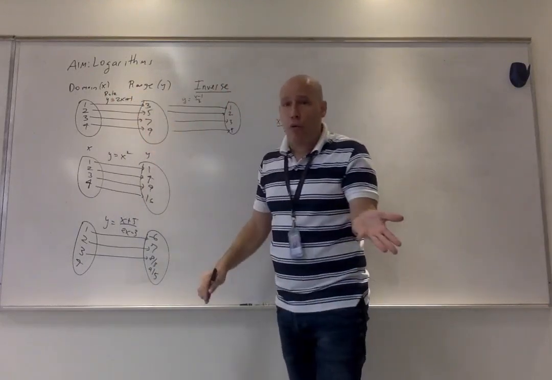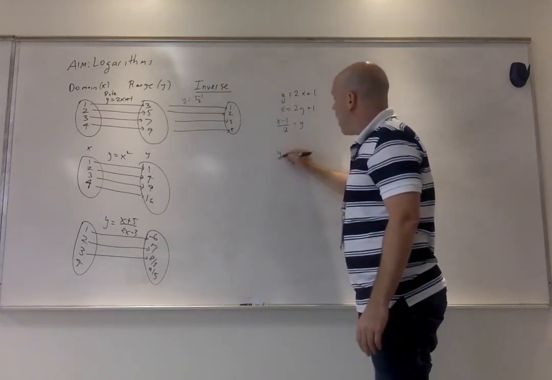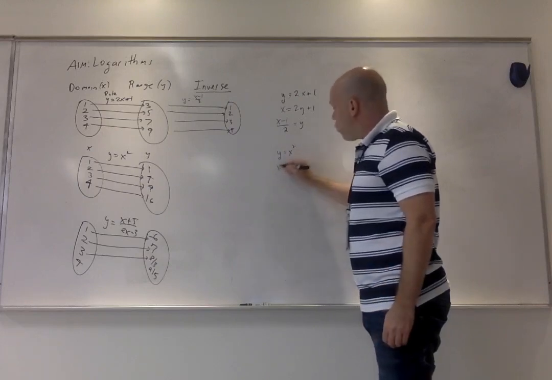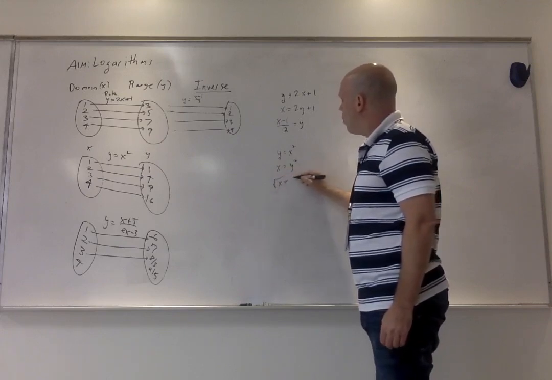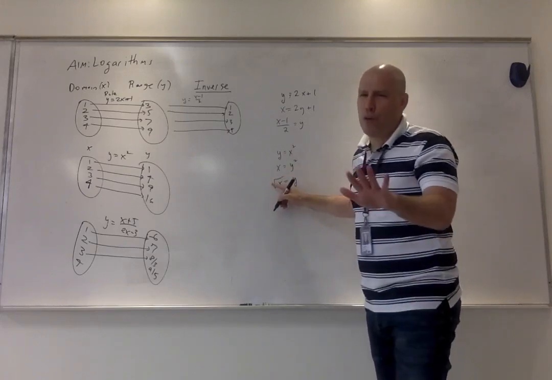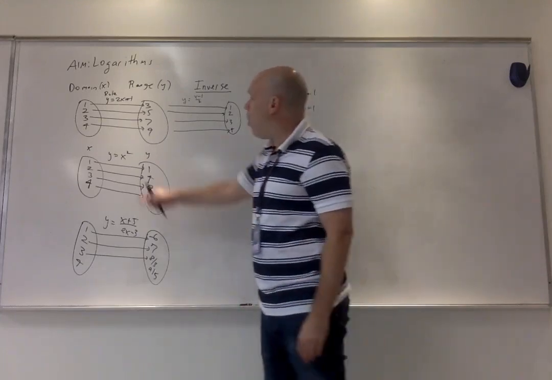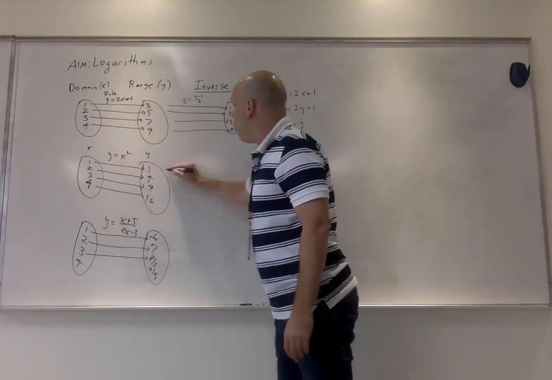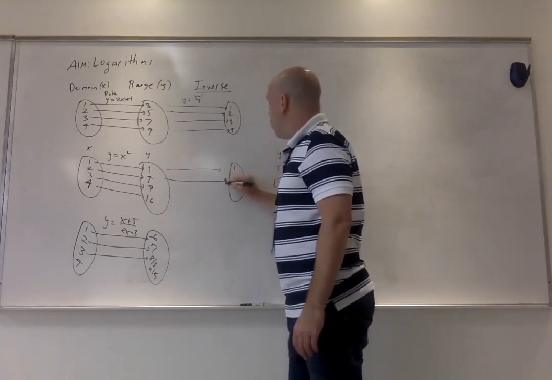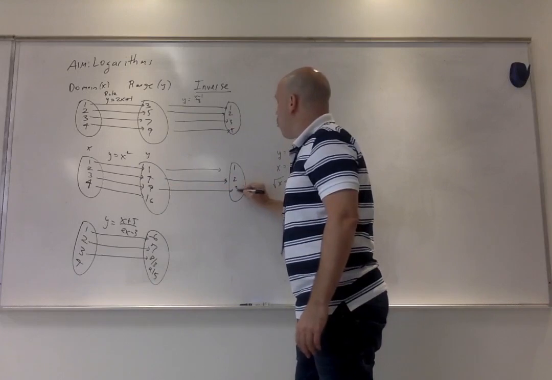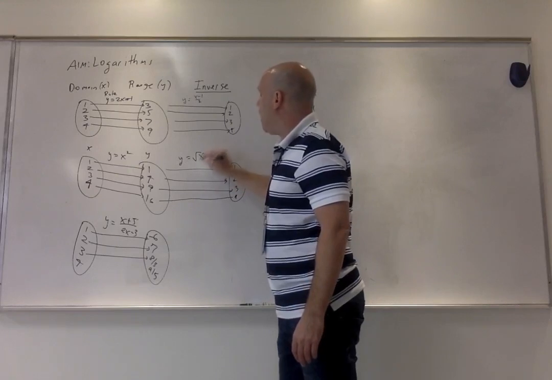How do we undo a square? Same idea: write down the equation, switch the variables, and then solve for y. This is supposed to be plus or minus, but I'm just making it positive. That's the idea of the inverse. How do we undo squaring? We take the square root. What's the square root of 1? 1. What's the square root of 4? 2. What's the square root of 9? 3. What's the square root of 16? 4. This is the idea of the inverse.